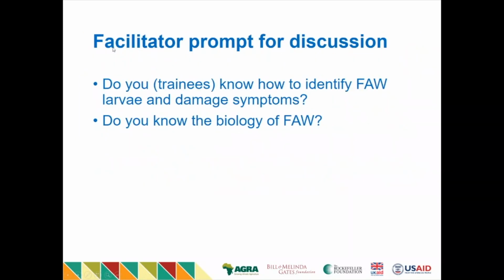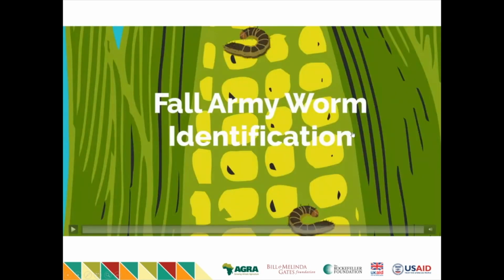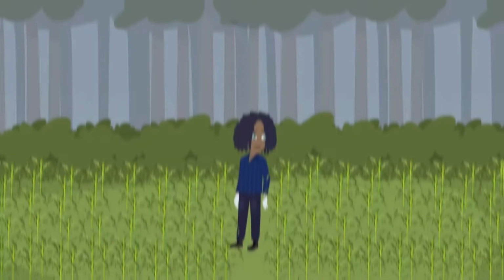So you as a trainer can ask the farmers, do you know how to identify? And if they say yes, don't just leave it there. Ask them, why do you say so? How do you know? Do you know the biology of fall armyworm? And I'd like to show you this animation that deals with identification of fall armyworm and its biology. Please note that it ends with a farmer thinking on what to do next.